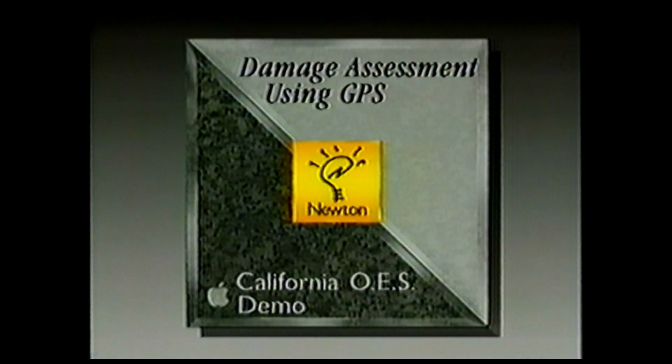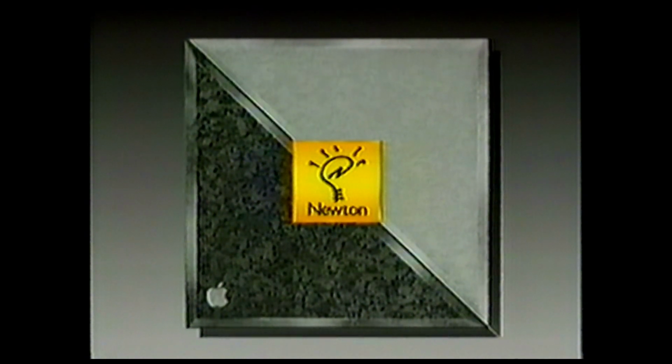This application was developed for the State of California OES, the Governor's Office of Emergency Services. That's the agency within the state that has responsibility for coordinating assistance during and after major catastrophes. They work very closely with FEMA, the Federal Emergency Management Agency.